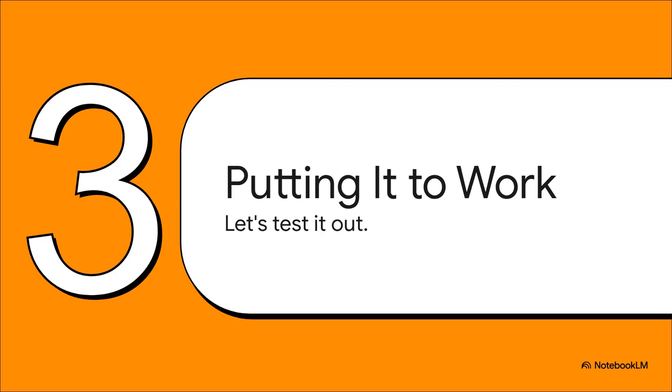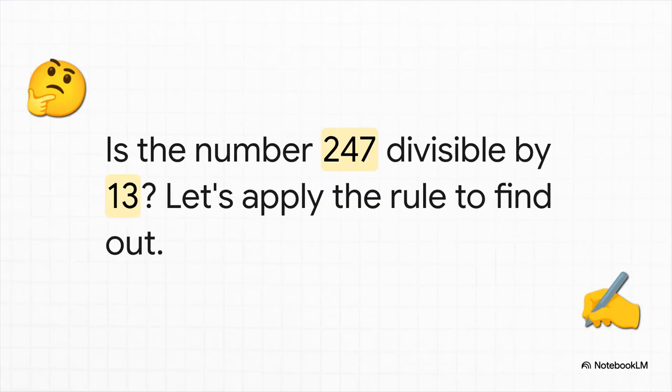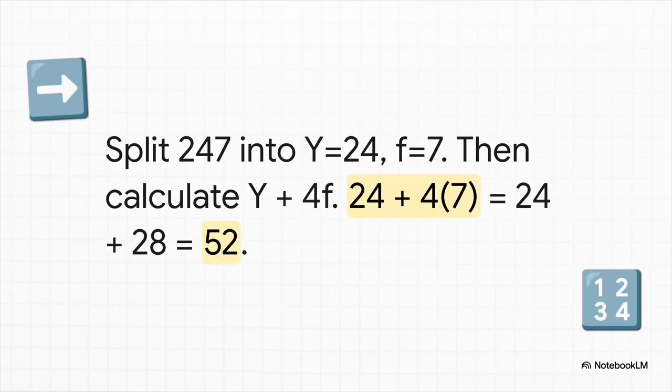Okay, theory is one thing, but let's see how this thing actually performs in the wild. It's time to put the rule to work. Let's go back to our friend 247. We're going to use our new rule to see if it's divisible by 13. Okay, step 1. We split 247 into y equals 24 and f equals 7. Now we just plug it into the formula, y plus 4 times f. That's 24 plus 4 times 7, which is 24 plus 28. And that gives us a brand new, much smaller number, 52.